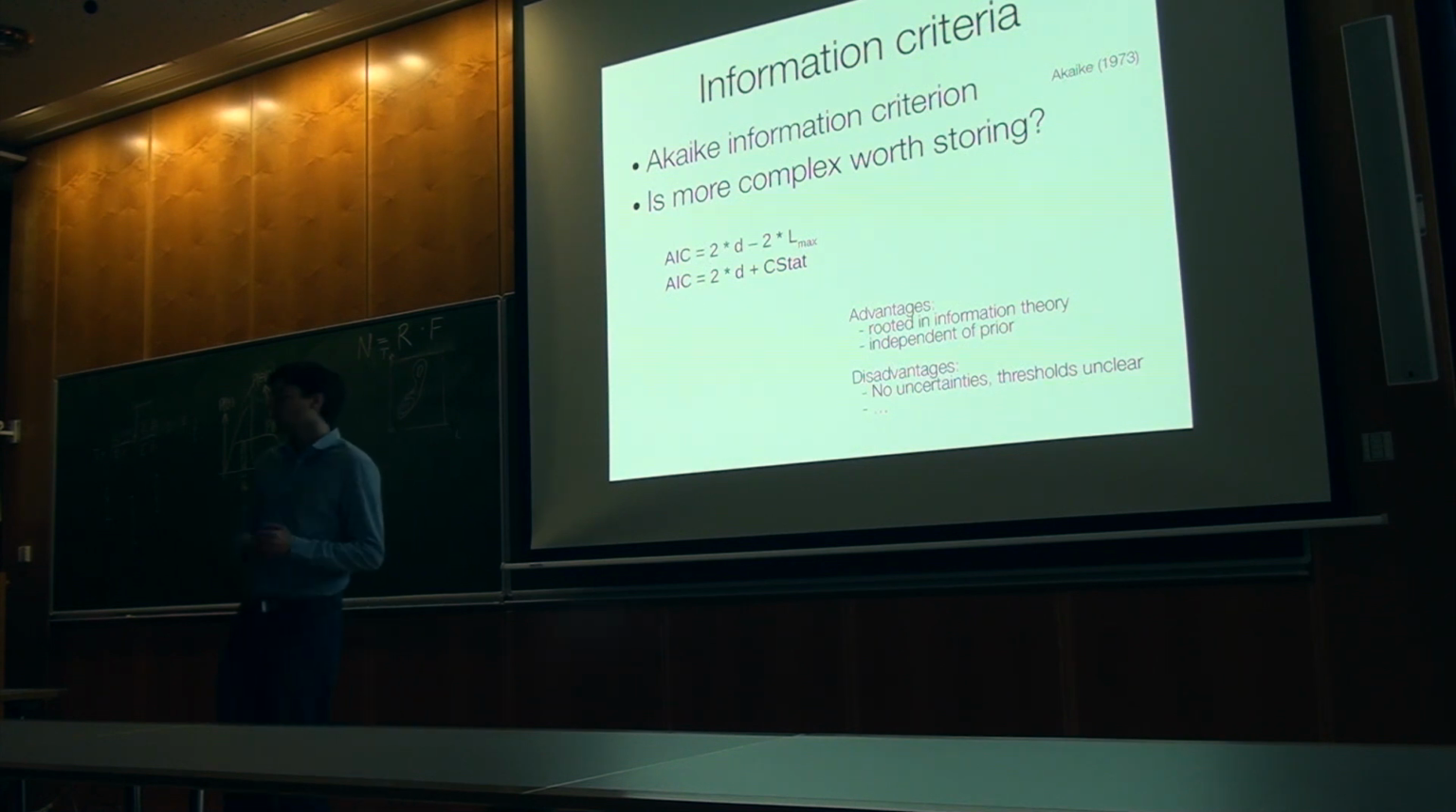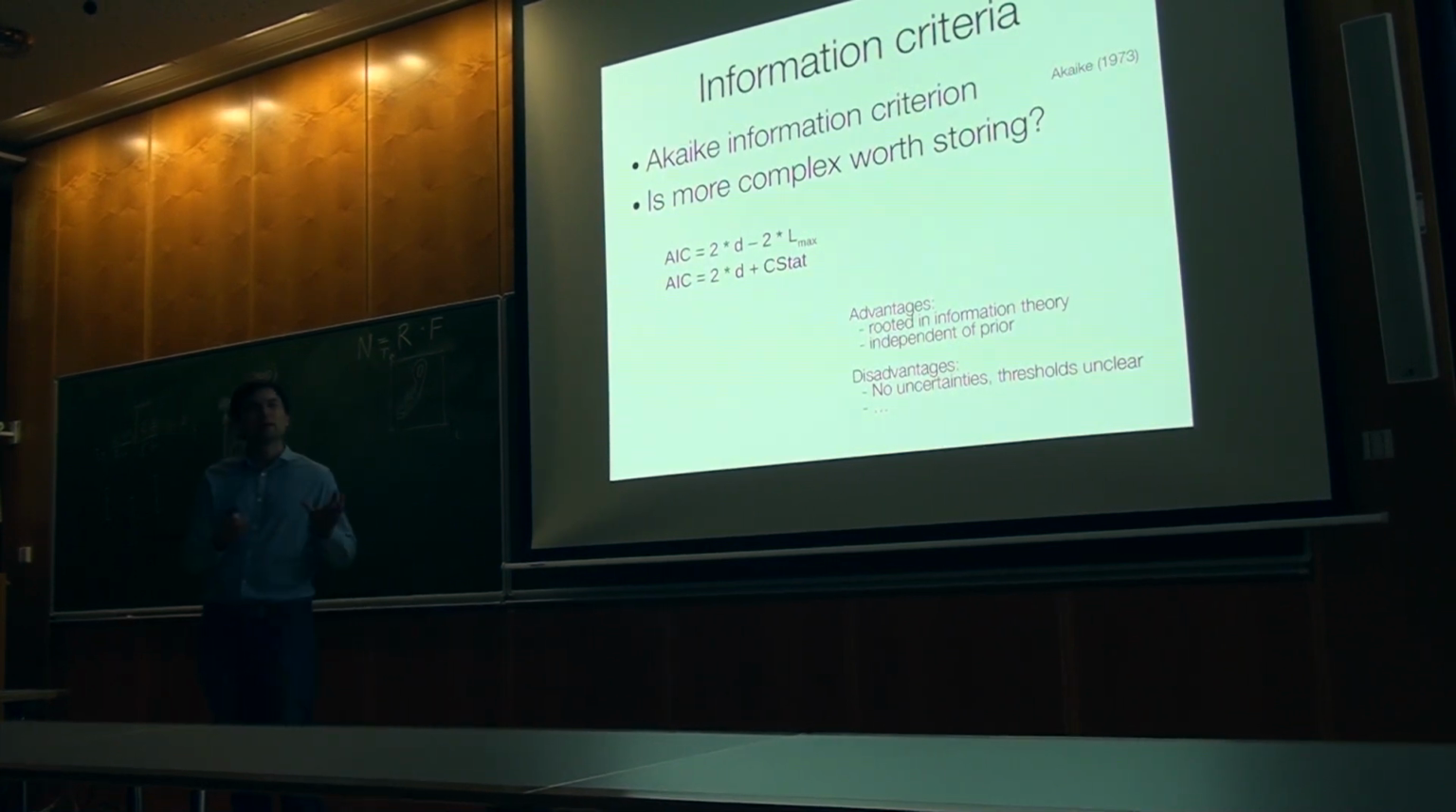So let's come first to the information criteria. There are a couple, but I will talk about the Akaike information criterion. It's really asking the question, is the more complex model worth storing? So it comes from an information background, and it's defined like this. AIC is 2 times the number of parameters minus 2 times the maximum of the log-likelihood, so the likelihood at your best fit. Or in C-stat or chi-squared terminology, you have 2 times the number of parameters plus that value.